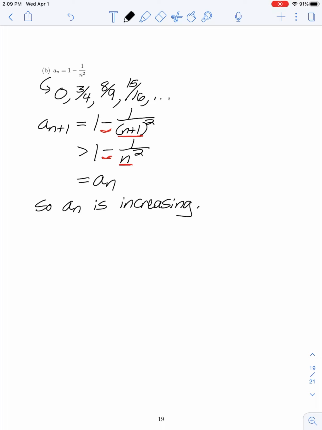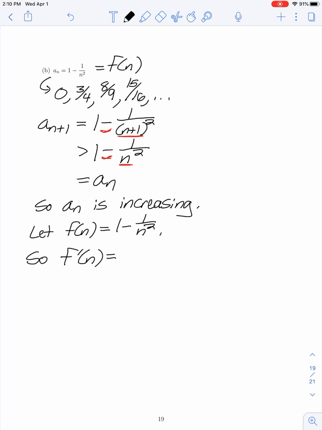Now, another approach, which we might use if we don't like this direct comparison approach because it's a little bit messy in this example, would be to consider a calculus-based approach. We recall from Calculus 1 that in order to show that a function is increasing, we would need to show that its derivative is positive. So let's think about this general term of my sequence, a sub n, as being a function of n. Let's call it f of n.